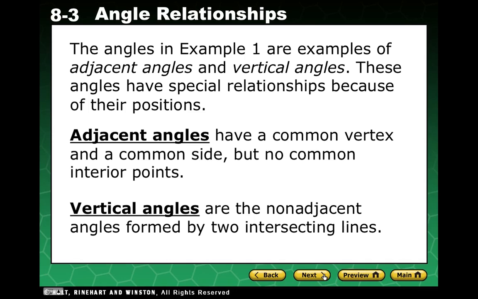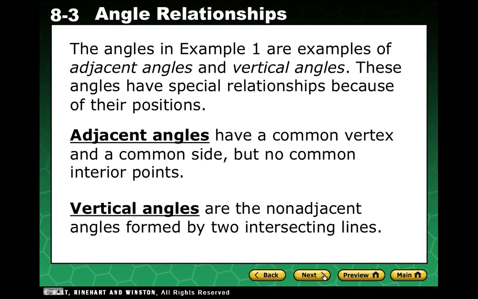So adjacent angles have a common vertex and a common side. Adjacent angles are right next to each other. So if you think about when we're sitting in class, the person that's sitting right next to you is your adjacent partner. Okay, you're sitting right next to each other.